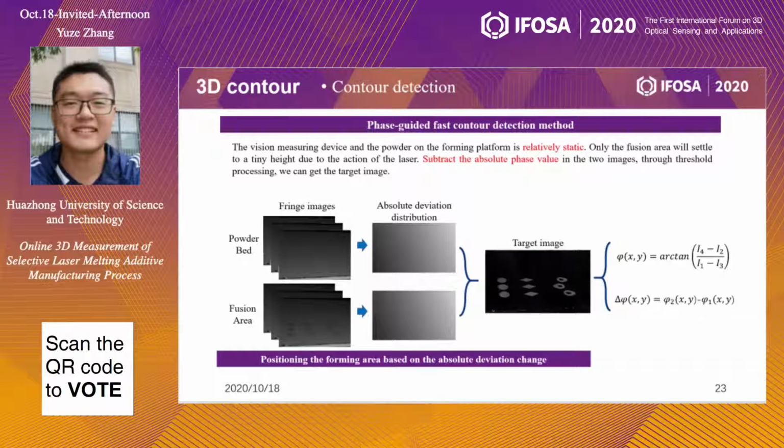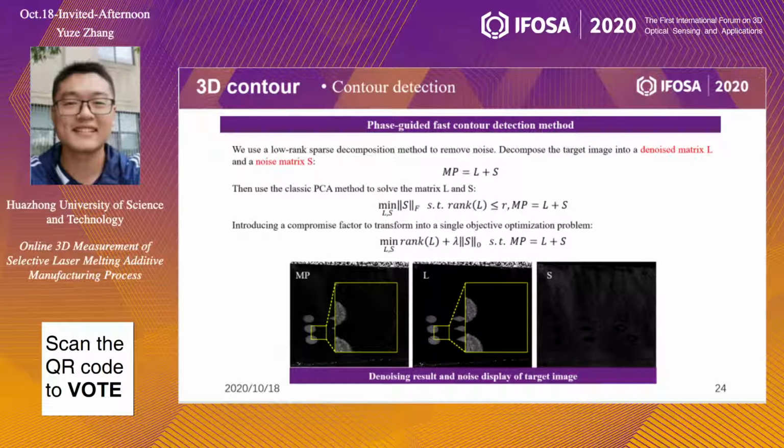However, it's not fast enough. So we propose a phase-guided fast contour detection method. We noticed that during the processing of the same layer, only the image of the fusion area changed. Therefore, we can use the different phase information to determine the position of the forming area. Subtract the absolute phase value in the two images. Through a threshold processing, we can get the target image.